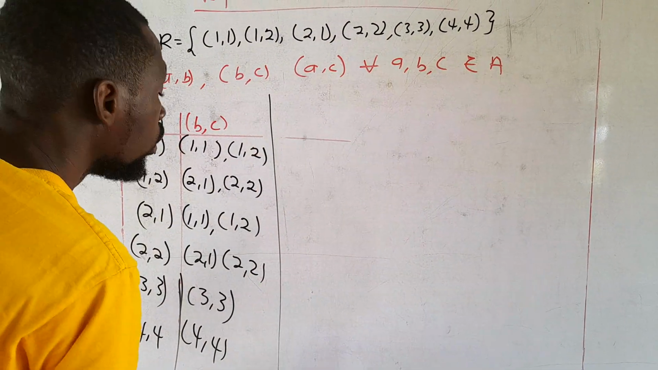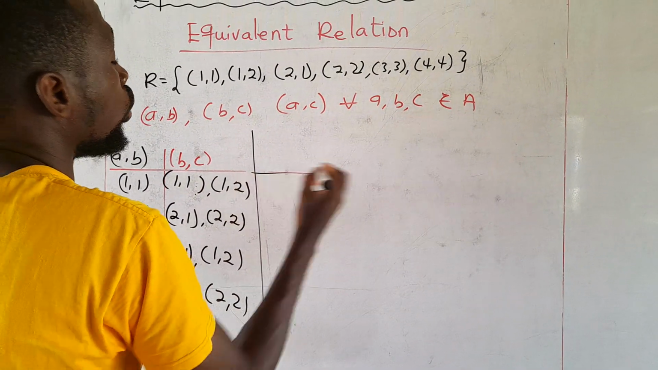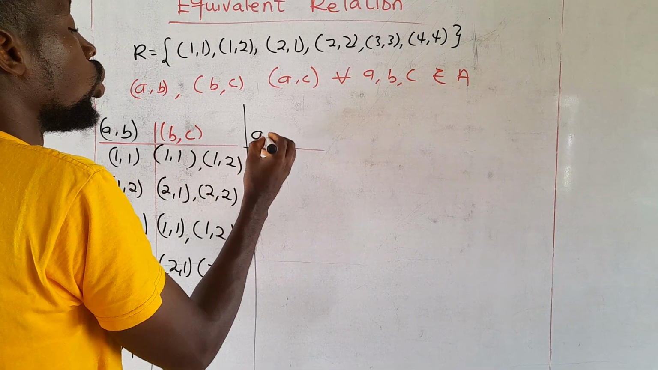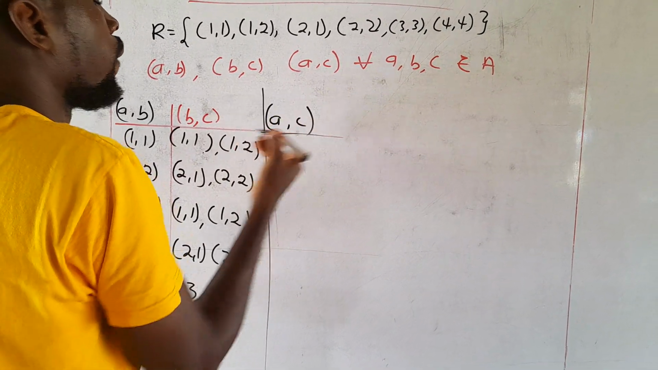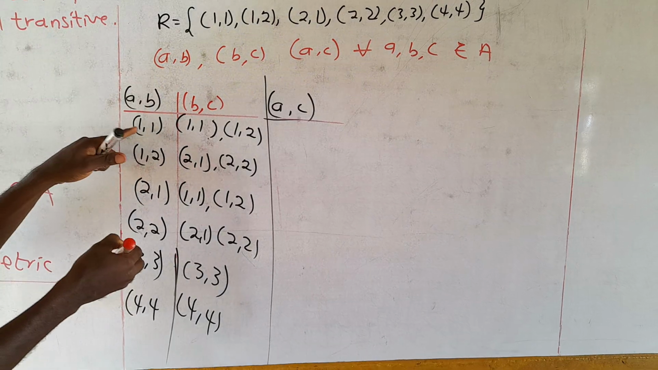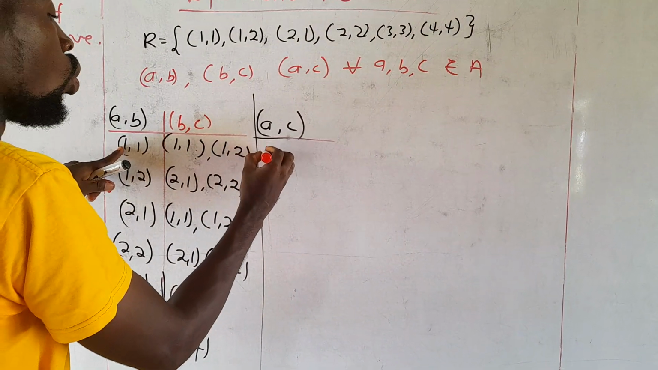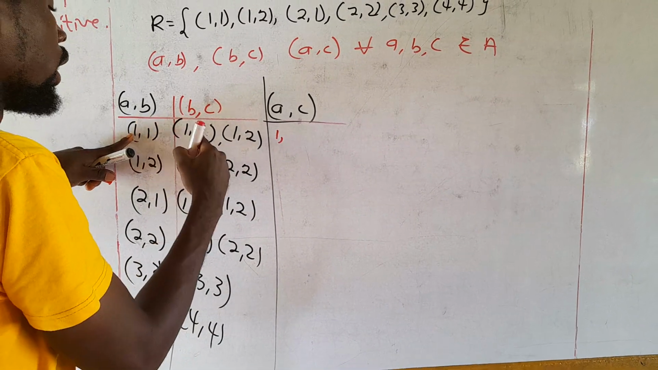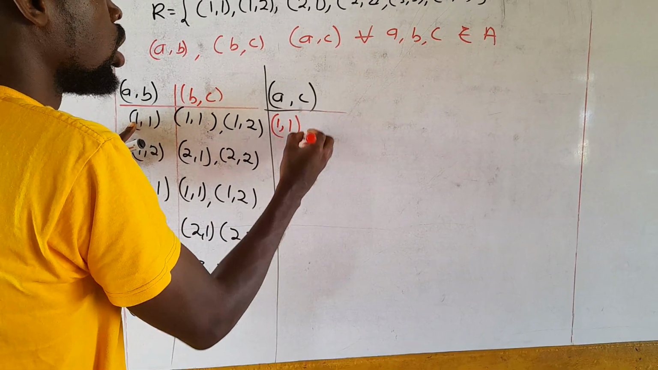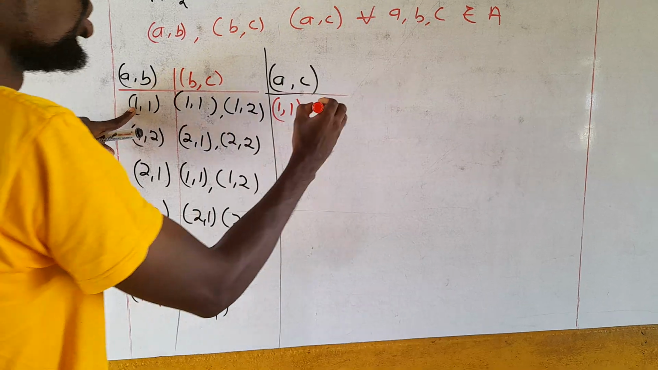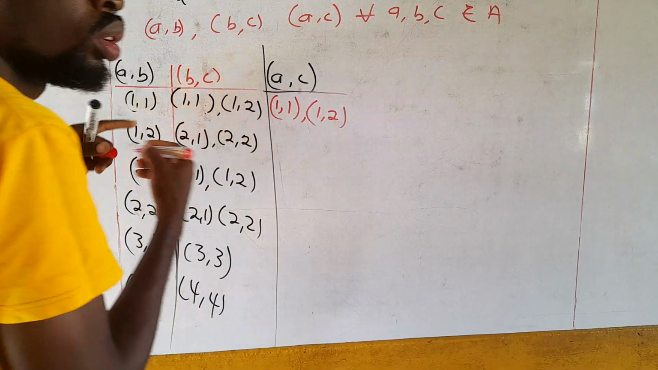Then we have the other column, which is a will relate c. We pick the first entry here and pick the second entry here. So we have (1,1) here, then 1. We have 1 here, then 2, so (1,1) and (1,2).